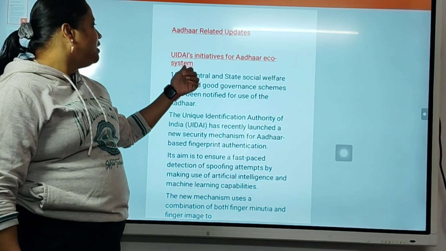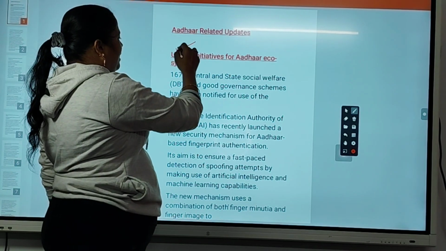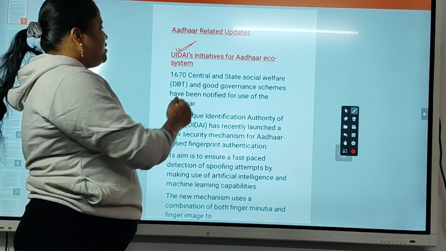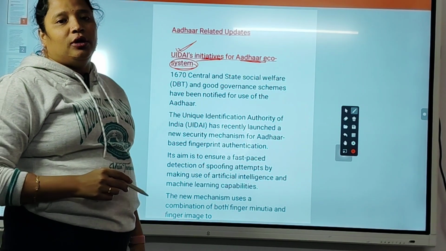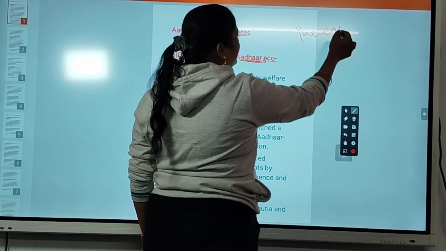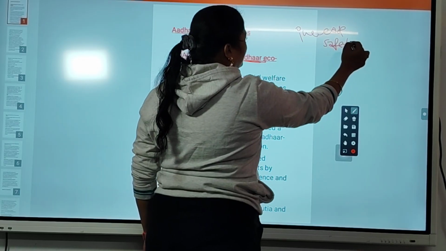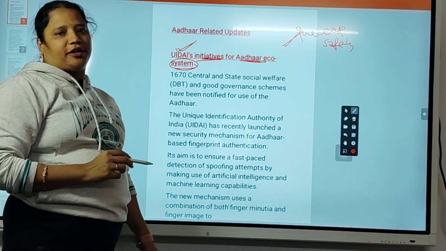What are the recent developments in the Aadhaar ecosystem? The central government, through UIDAI, has initiatives for the Aadhaar ecosystem. They want to increase the safety of Aadhaar. That's why we will discuss the measures they are taking in this article.